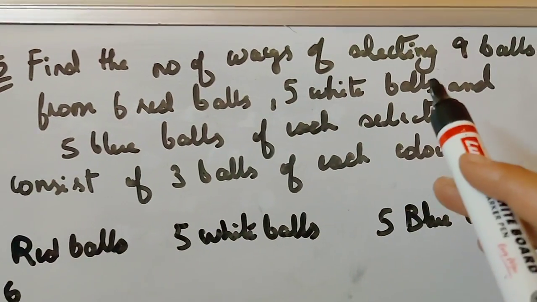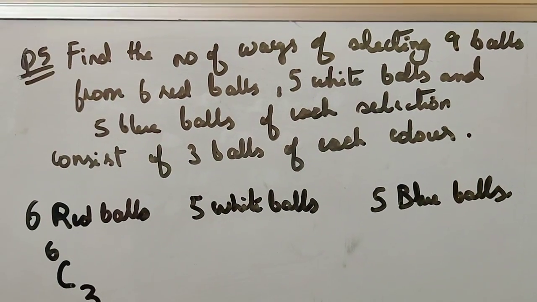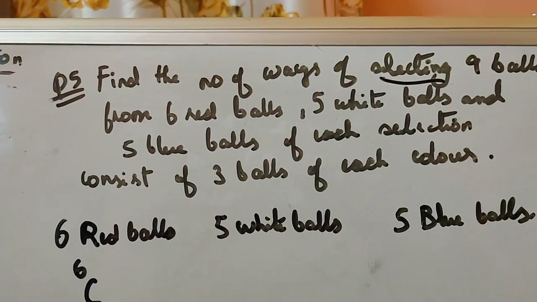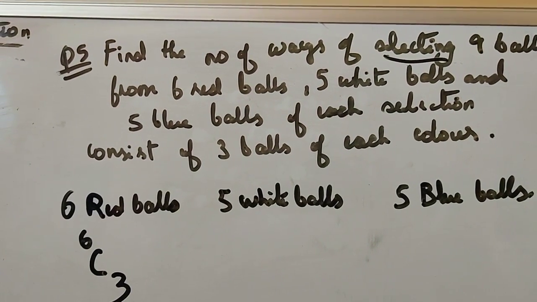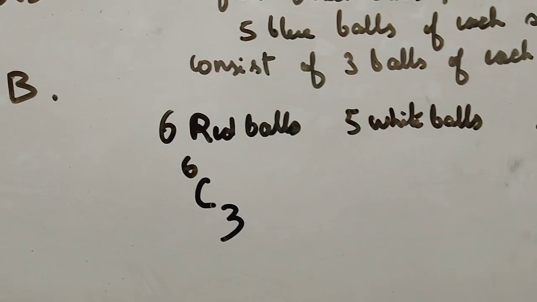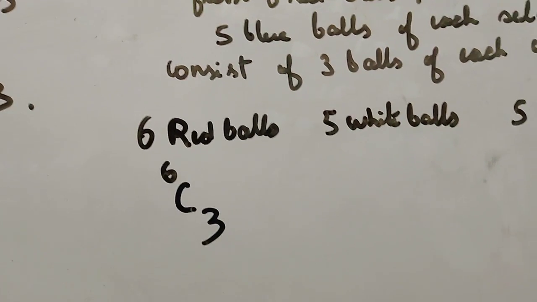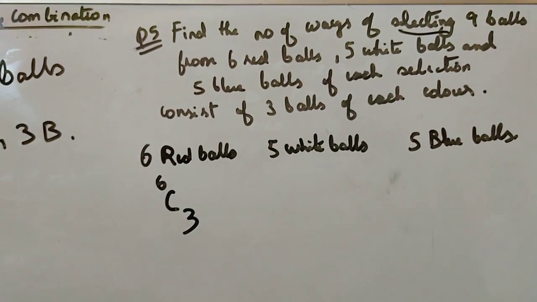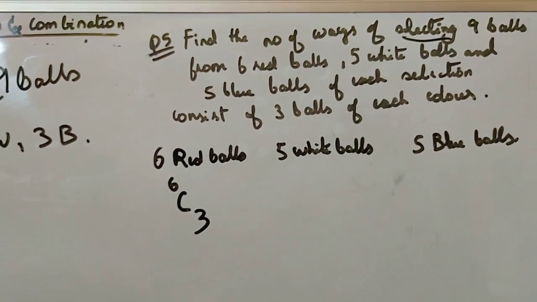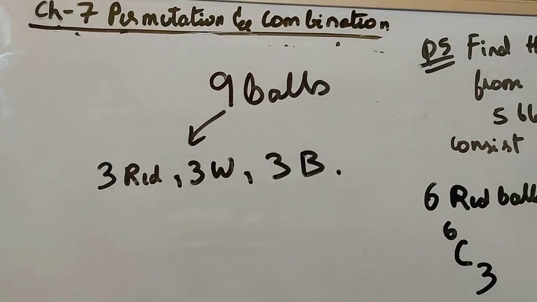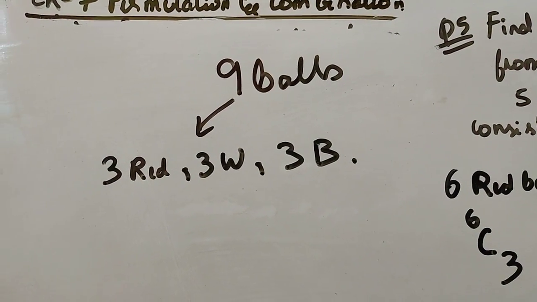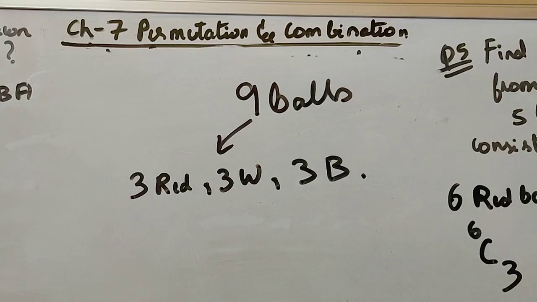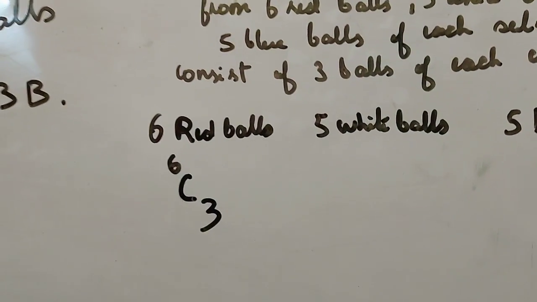See here also we find the number of ways of selecting. Selecting 9 balls. That means here also you are getting the term selecting, so we are going to use the combination formula. Now you see here also the question is such that when you rearrange the order, I am going to get the same answer. If I rearrange the order also, ultimately I am going to get red, white and blue balls only. So it is a question of combination.